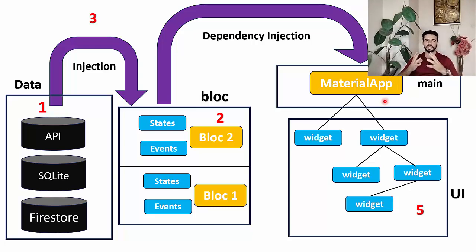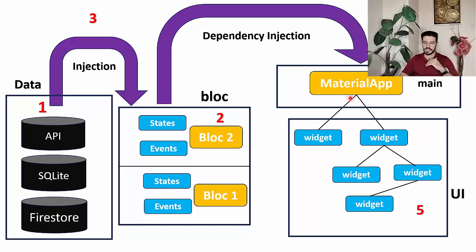The widget tree starts from the material app. Inside, below the material app, we have all the widgets. Maybe we have 3 screens, 4 screens, and inside each screen we have multiple widgets. But here we have the root, which is the material app, or the main page, master page, you can name it, at the top of the tree.